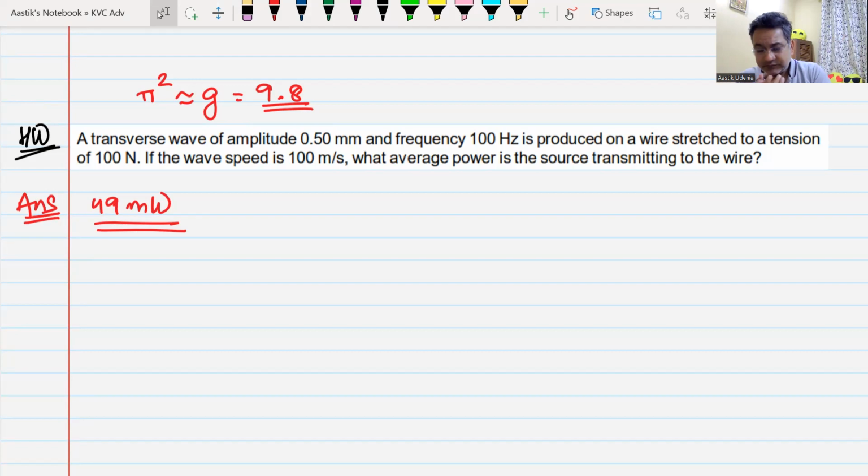Everyone has noted this down? Everyone has understood what we have done in today's class? Go through this and please remember those formulas that I have given you.